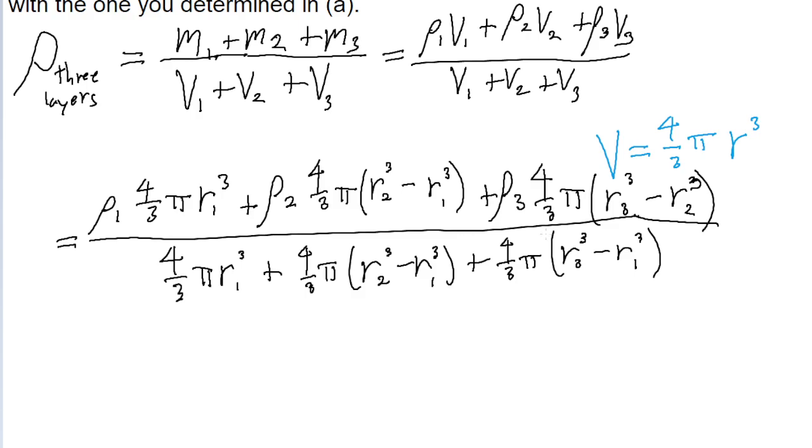So now looking at this, there are a few ways we can simplify this equation, because every single term in both the numerator and the denominator has 4/3 pi. So we can simplify the formula by getting rid of all of these.